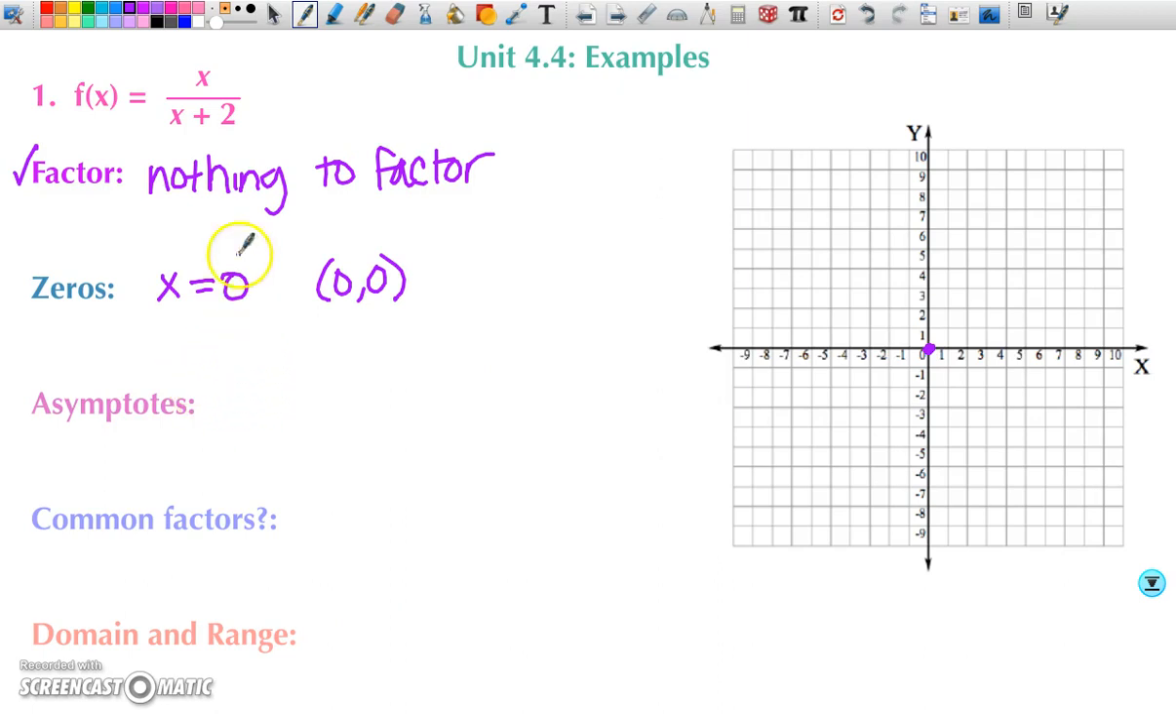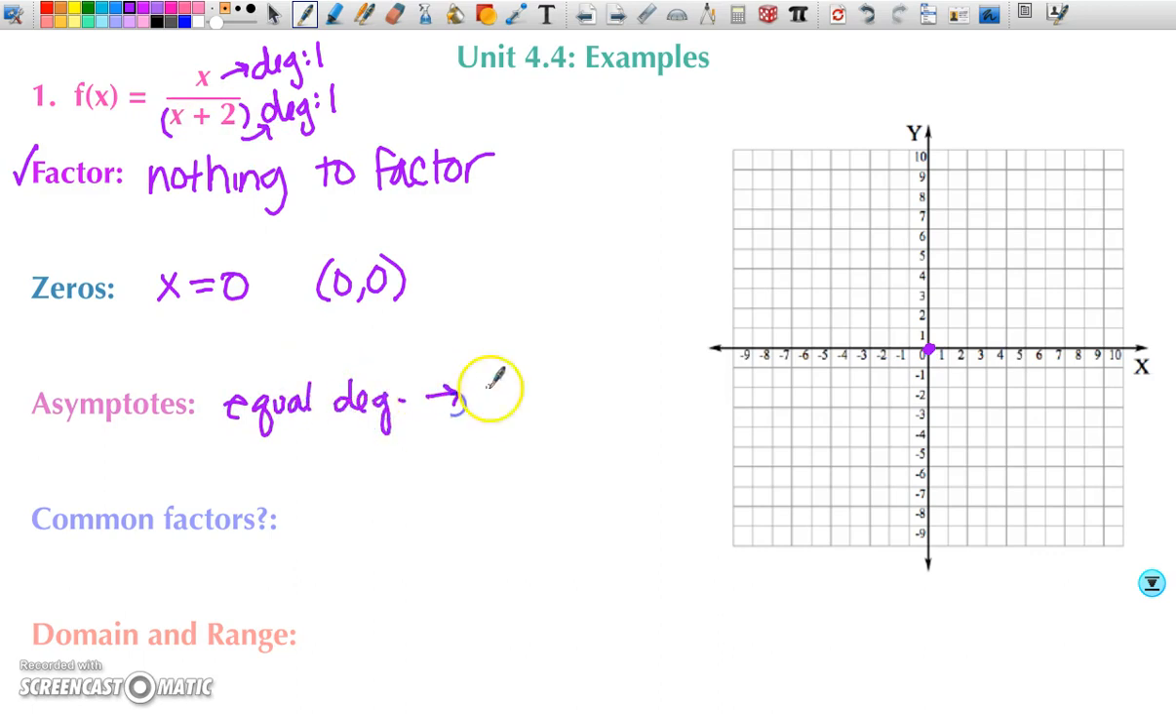All right, asymptotes. Our degree of our numerator is 1, and the degree of the denominator is also 1, right? So since we have equal degrees, what that means for our horizontal asymptote is that it will be y equals, and you look at your leading coefficients. In this case, it's 1 over 1, so it's y equals 1 as your horizontal asymptote.